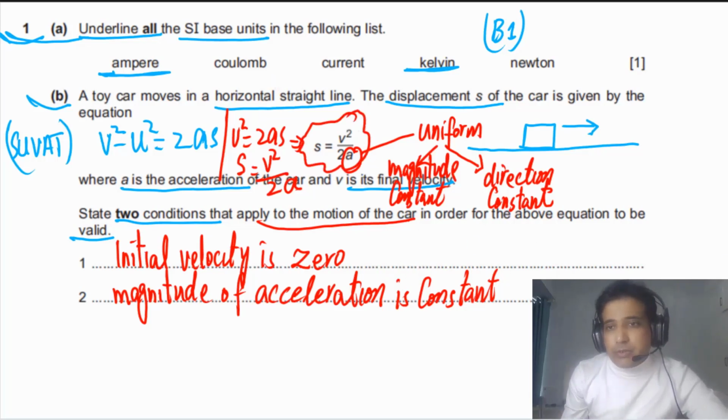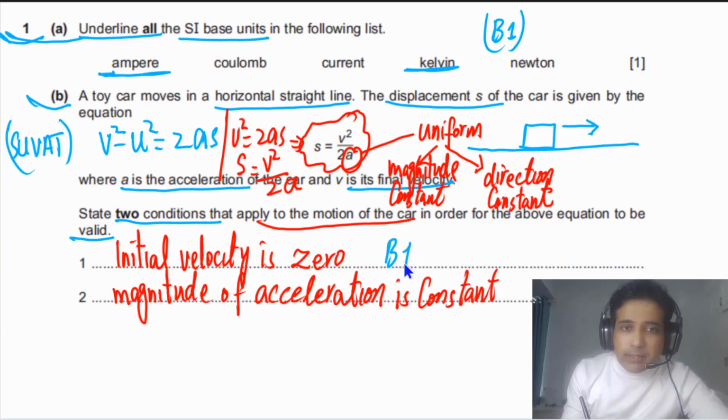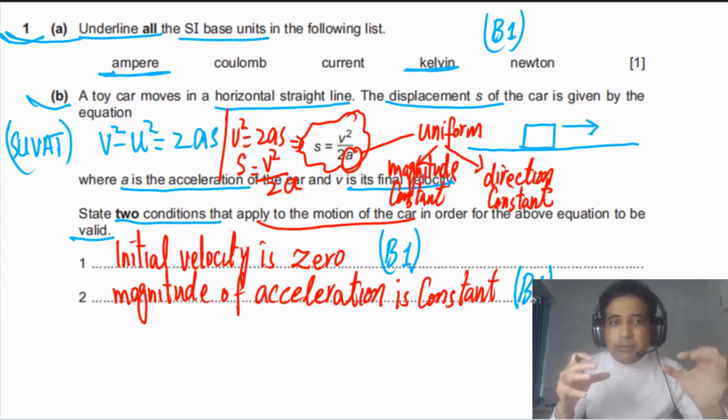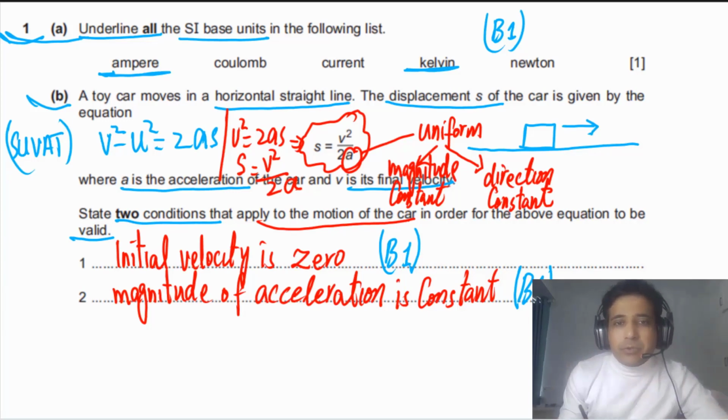If you have written these 2 points, you will get 2 marks because this has a maximum of 2 marks. So one B mark for initial velocity 0 and a second B mark if you have written acceleration is constant, or if you have written the proper answer, magnitude of acceleration is constant, so you will get 2 marks.